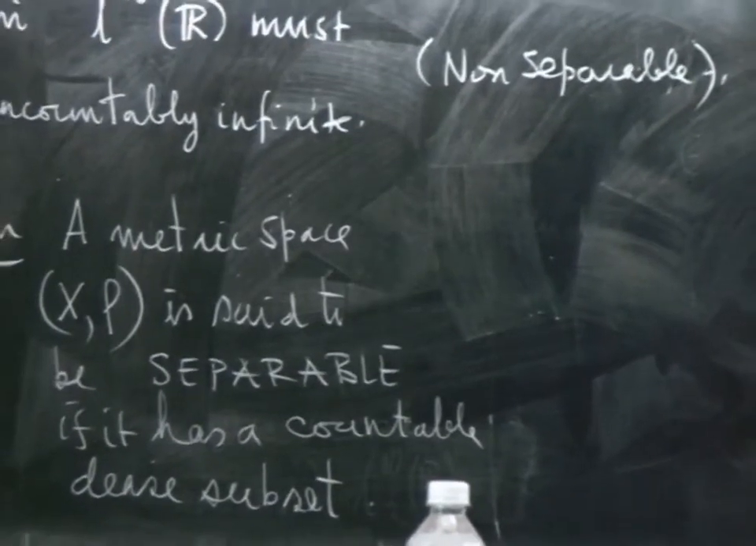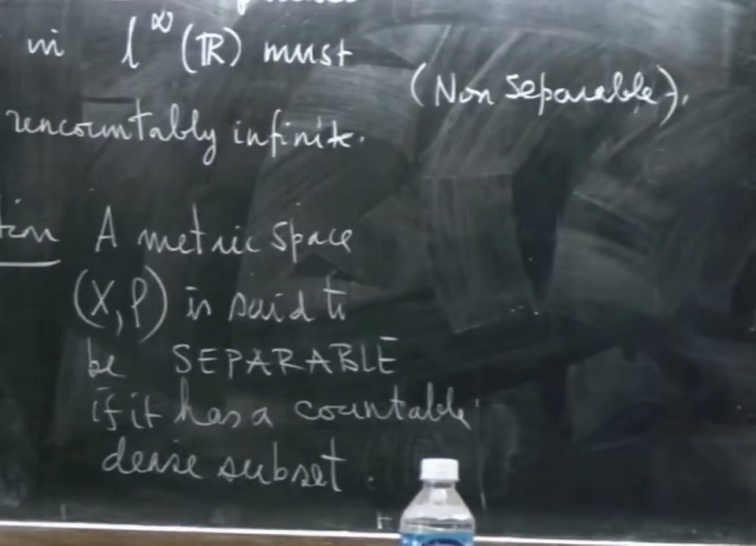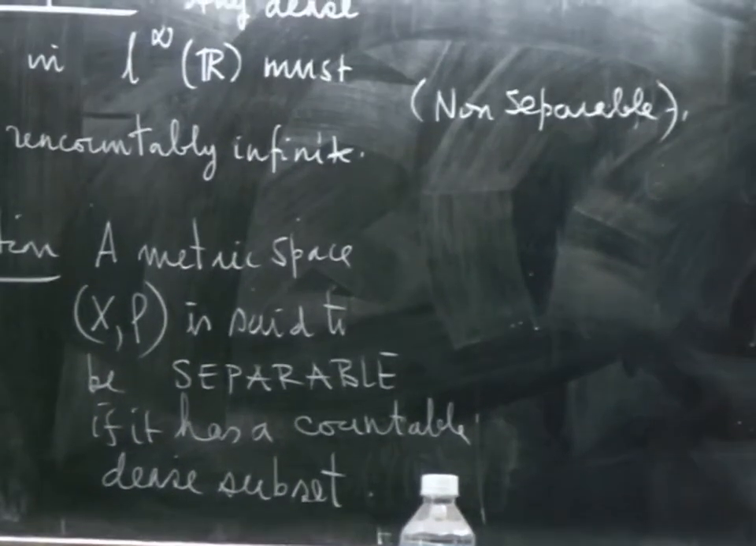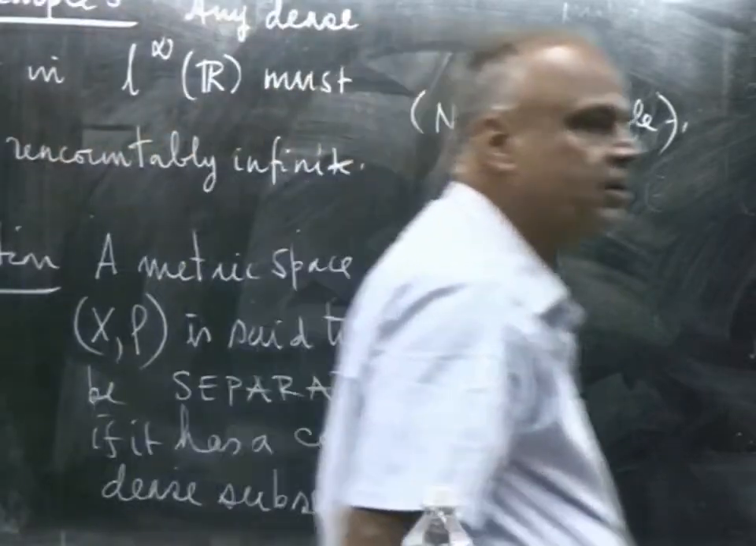Let me indicate why L infinity is not separable. It first suggests that we have to distinguish the two cases: those metric spaces which have countable dense subsets and those metric spaces which do not have countable dense subsets. Why is L infinity not separable?